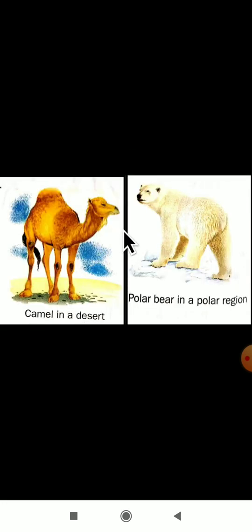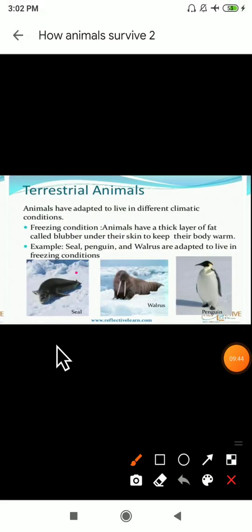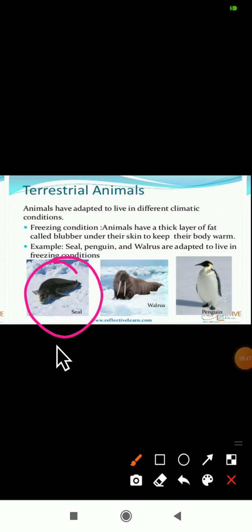See, dear students, this is a camel and it lives in a desert, and this is a polar bear and it lives in cold regions only. So here I will show you the picture of a seal. Yes, this is a seal and it lives in a cold region. Even the penguin lives in a cold region only. What do they have? They have a thick layer of fat under their skin. That is blubber, and it protects them from the cold.